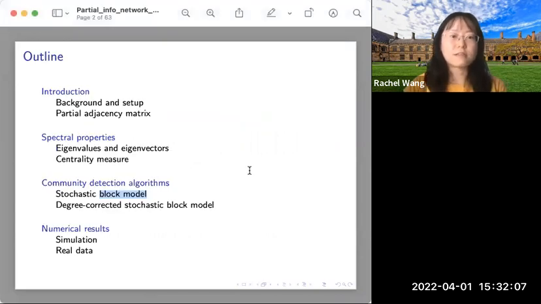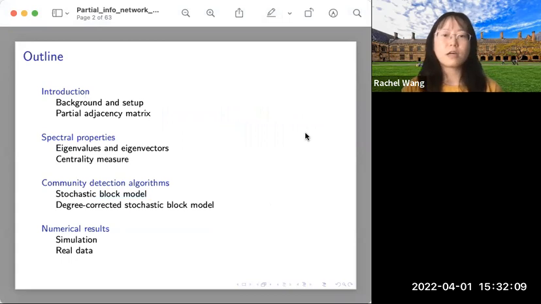So here's just a quick outline of my talk. I'll first talk about what motivated us to think about the setup, and in particular, what we mean by a partial adjacency matrix. And because our algorithm is spectral based, next I'll present some theoretical results related to the main signal term of the partial adjacency matrix, including its eigenvalues and eigenvectors.